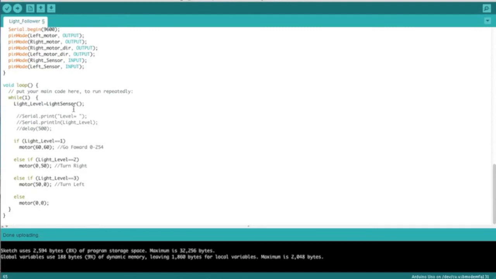Alright, so I'm going to use those values to control the speed of the motor. So in this case, when light level is equal to 1, I want the motor to go straight forward. Else, if light level is equal to 2, I want the motor to turn right. Else, if light level is equal to 3, I want the motor to turn left. And else, I want the motor to stop.